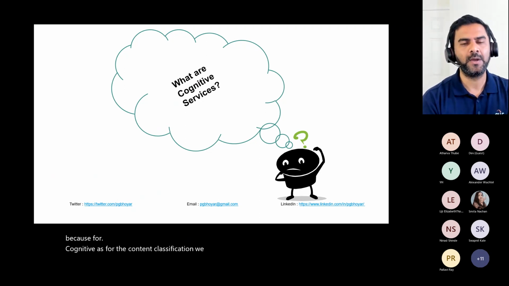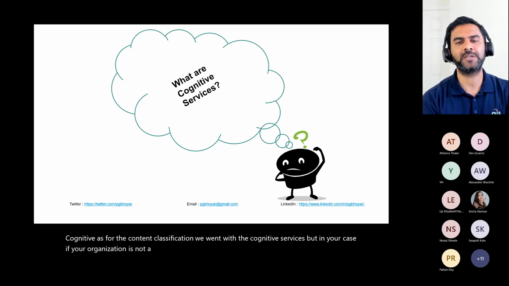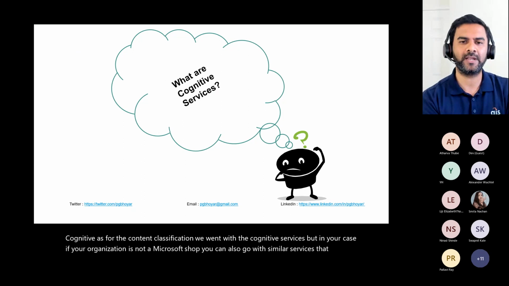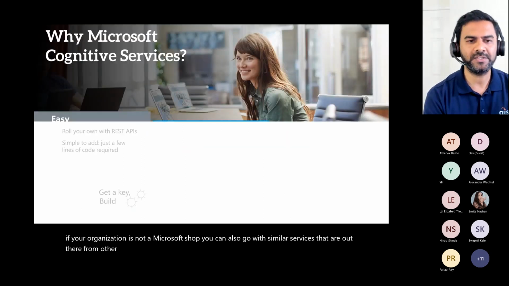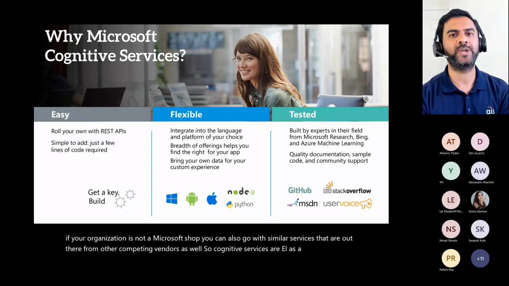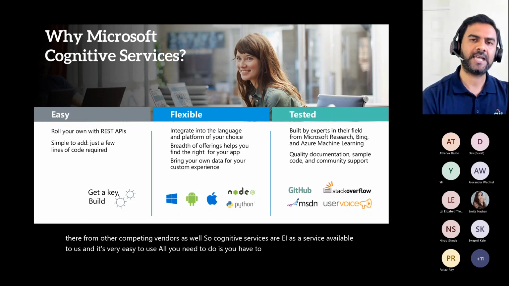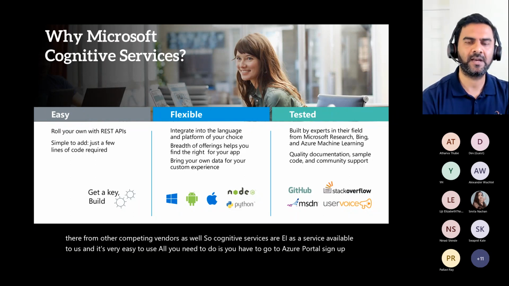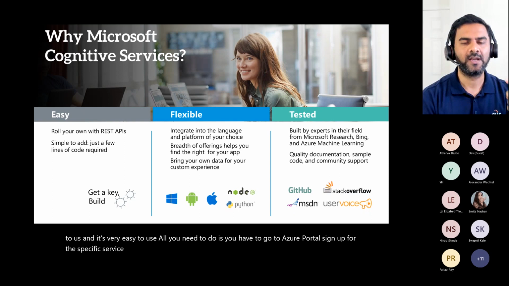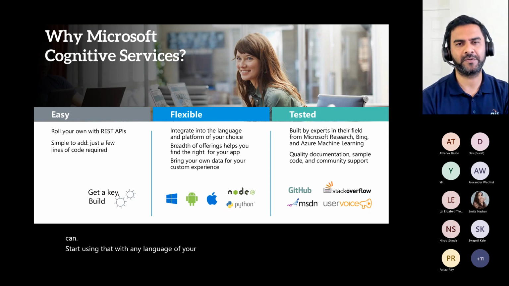So let's talk about what cognitive services are, because for the content classification, we went with the cognitive services. But in your case, if your organization is not a Microsoft shop, you can also go with similar services that are out there from other competing vendors as well. So cognitive services are AI as a service available to us, and it's very easy to use. All you need to do is go to the Azure portal, sign up for the specific service, get the service URL, get the subscription key, and then you can start using that with any language of your choice or any platform of your choice.